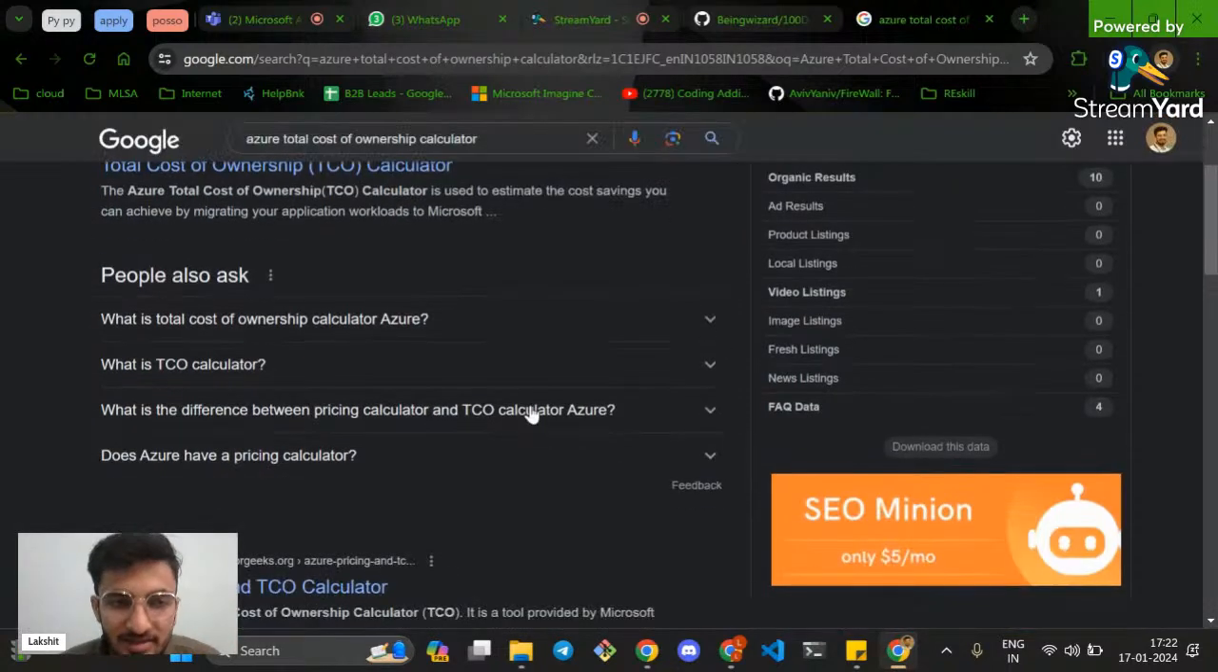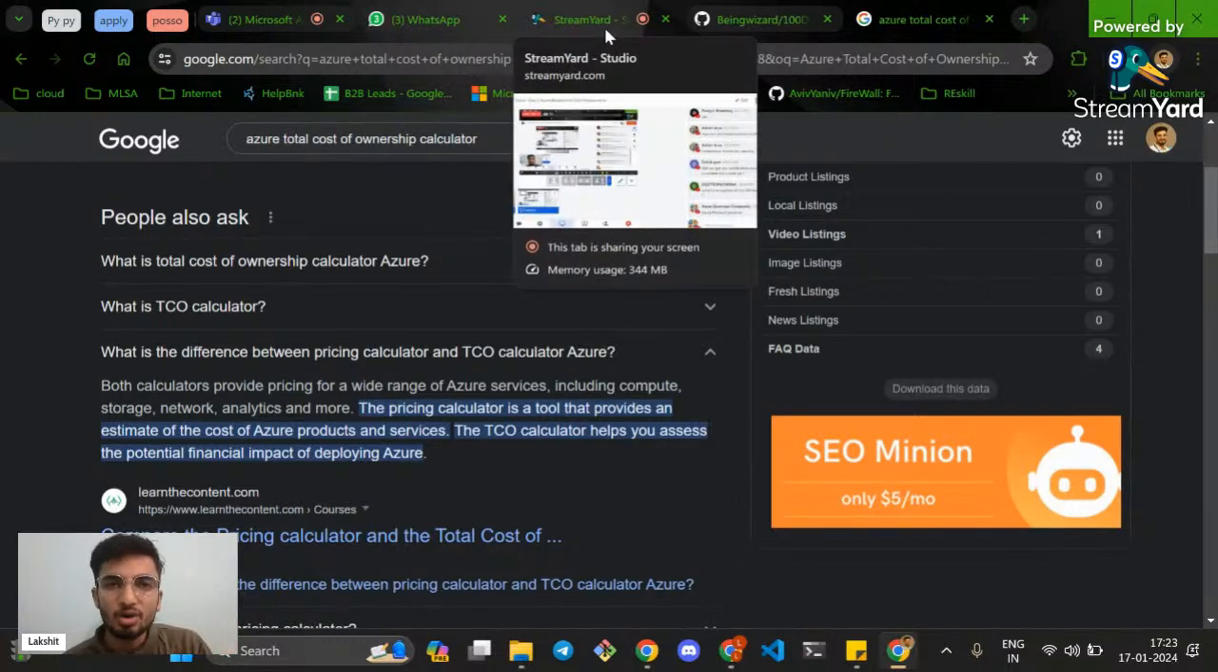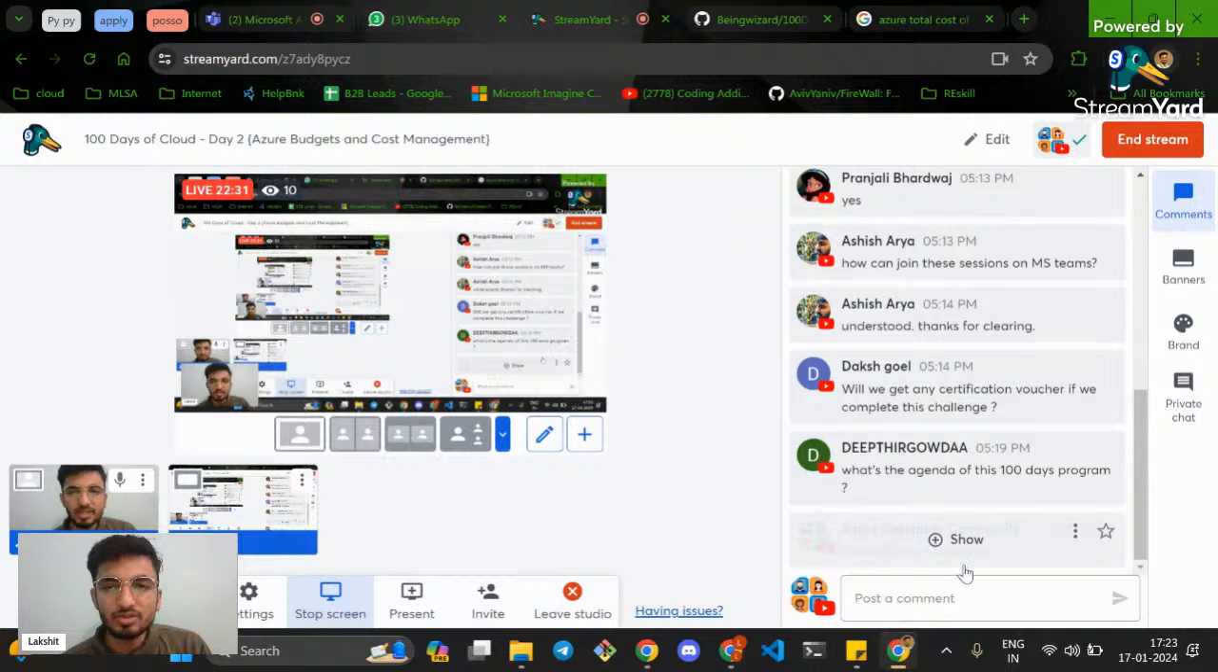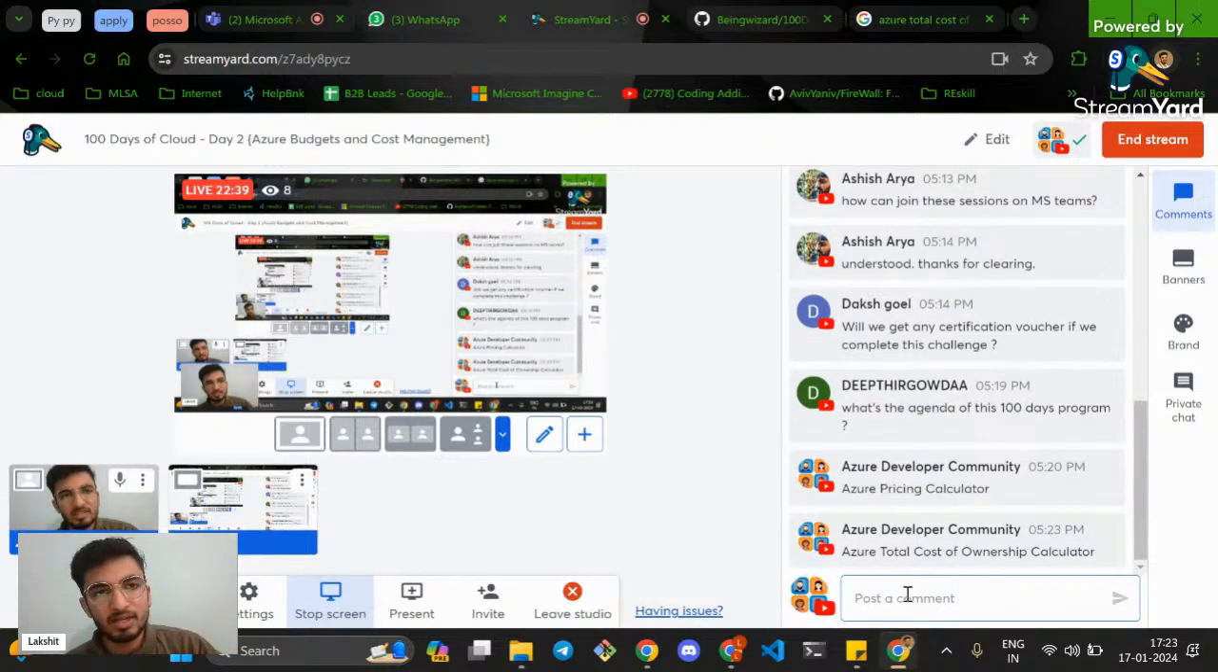So if you see the difference right over here, Azure Pricing Calculator is more about products and services, while the Azure TCO calculator helps us understand the financial impact of deploying Azure. So if you migrate or shift to Azure, how much is it going to cost you. Understood? There are two things. Azure Pricing Calculator deals with a particular Azure service. Azure Total Cost of Ownership Calculator deals with the entire Azure deployment, how much Azure is going to cost you if you deploy. This is how it typically works.